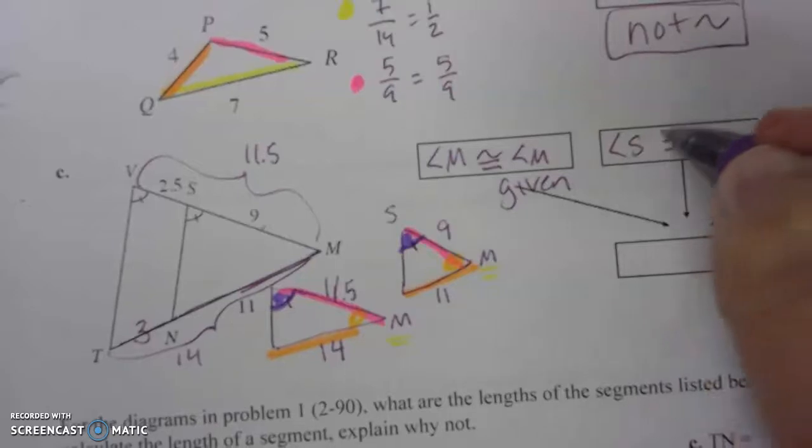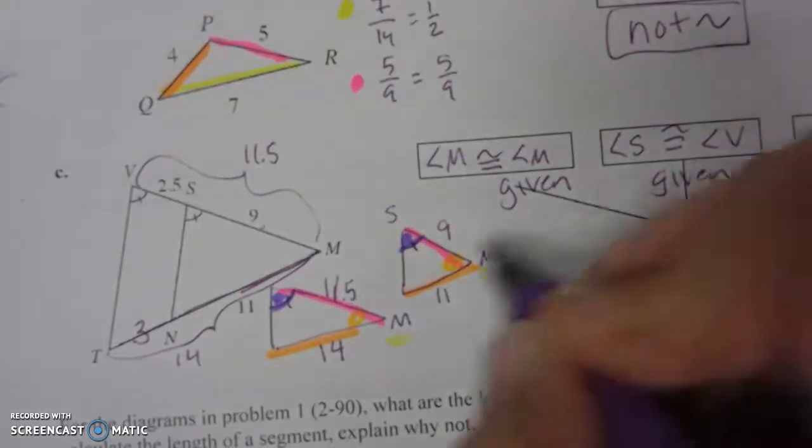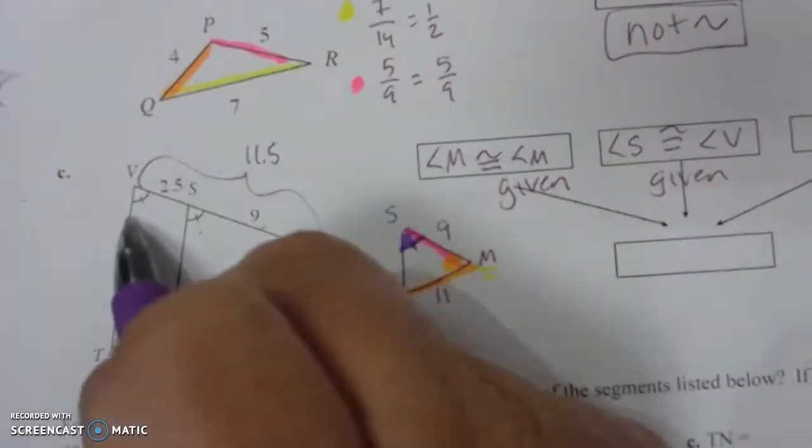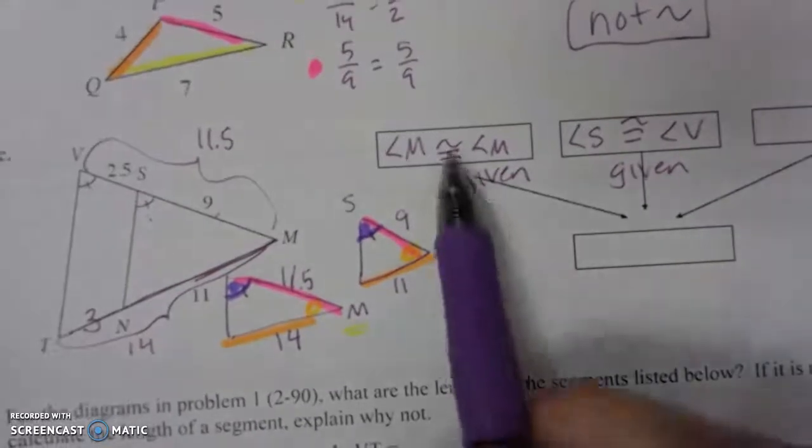Angle S is congruent to angle V. That was given, and I know it's given because of the arc marks. See the arc marks listed here? So since it was given, I can just put that. Now notice I proved that two angles are congruent.